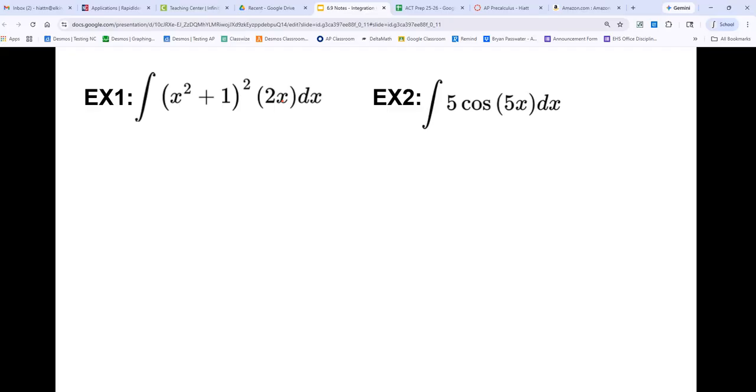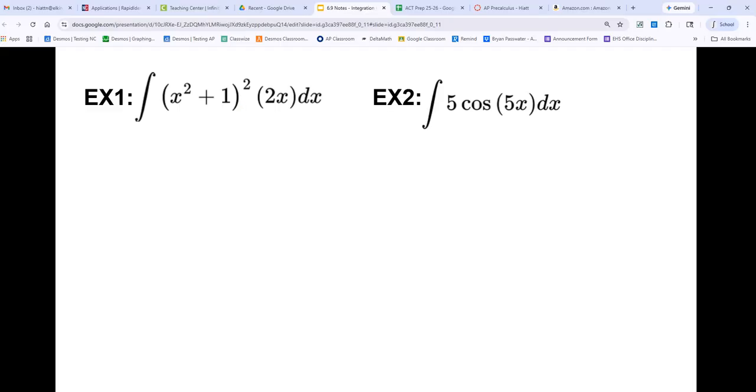Even if you did expand it, you're going to have to factor your answer back out at the end, which might be really difficult to do. U substitution is the way that we want to go on a problem like this. So what we want to do is think about what probably would have been the inside function if you were using chain rule to take a derivative.